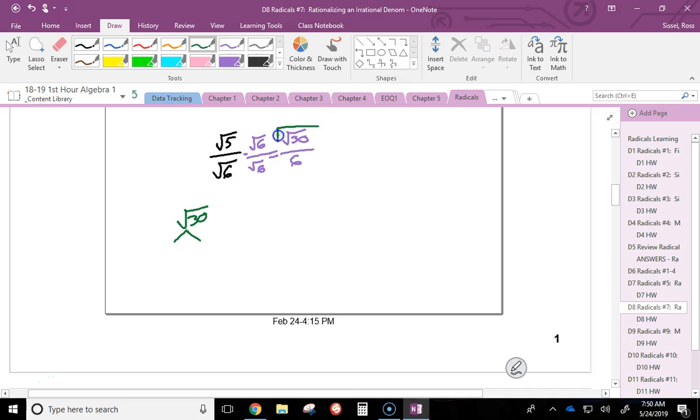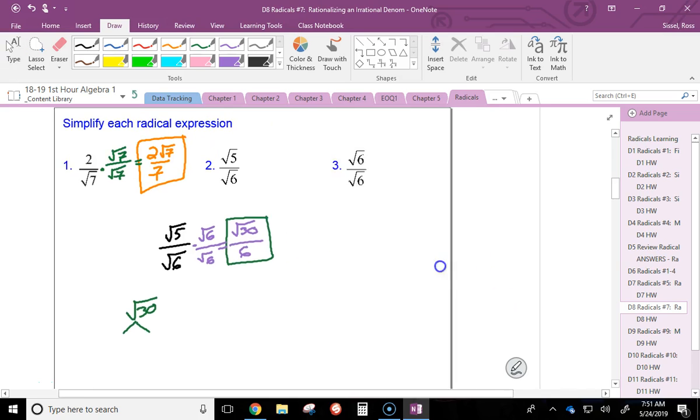So, we're done. Now that's pretty tricky sometimes. Because we know we can simplify this because we can factor it down, but remember it has to be a perfect square. Okay, number 3.